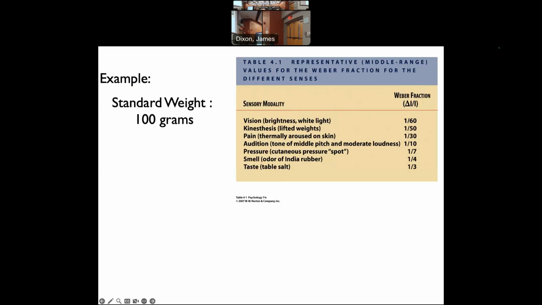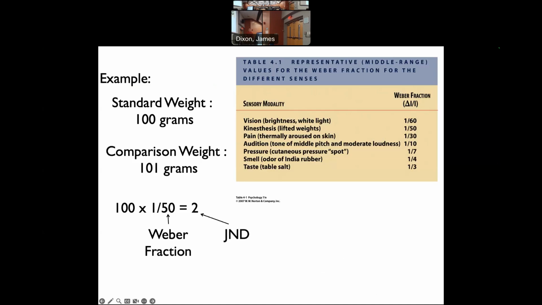Okay, so let me harken back to our original kinesthetic example, because it is literally concrete. If our standard weight is 100 grams and our comparison weight is 101 grams, as our first example was, now we're going to incorporate the Weber fraction. We know the Weber fraction is 1/50th, so we know we need 2 grams difference in order to change, because we've done the research in the past. So this is going to be the JND, 2 grams for this problem. You multiply the current standard by the Weber fraction, and that gives you the just noticeable difference for this particular standard stimulus.